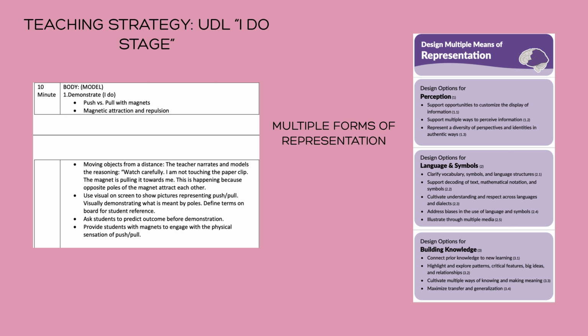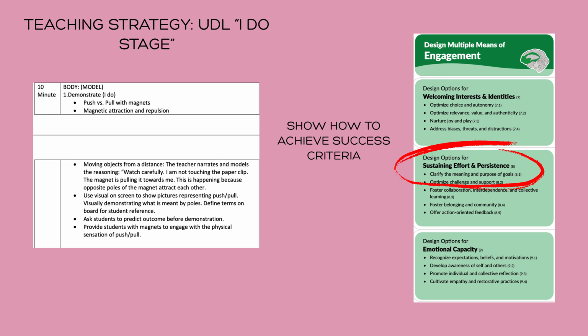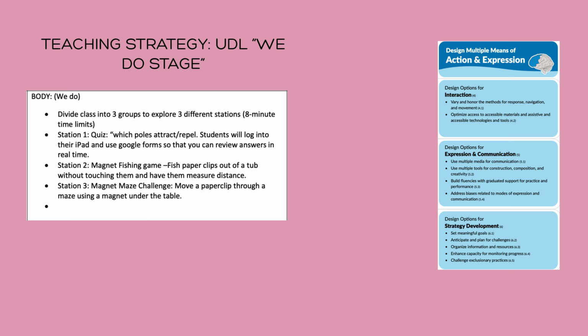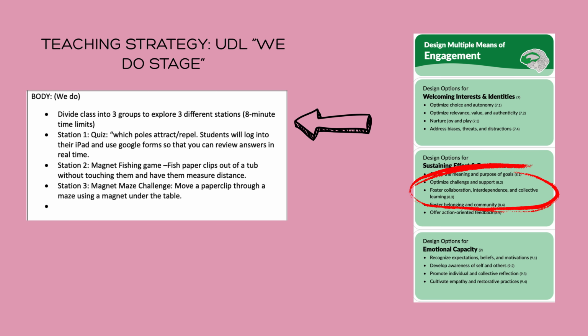In the I do stage of the body, I've demonstrated how magnets work in various different ways. Also, at this stage, I'm clearly identifying what is going to be on the success criteria. By allowing the students to choose the activity they want to do, you're giving them the opportunity to enhance their learning. Group work with roles develops the ability to collaborate.